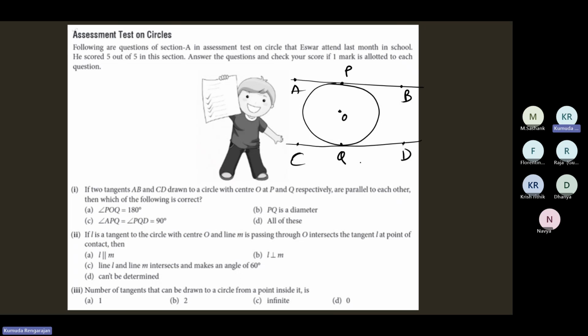Okay. So we know that parallel tangents are always at the ends of a diameter. AB is a tangent to the circle at P. CD is a tangent to the circle at Q. So when you join the points of contact, it will pass through the center, and that will be the diameter of the circle.